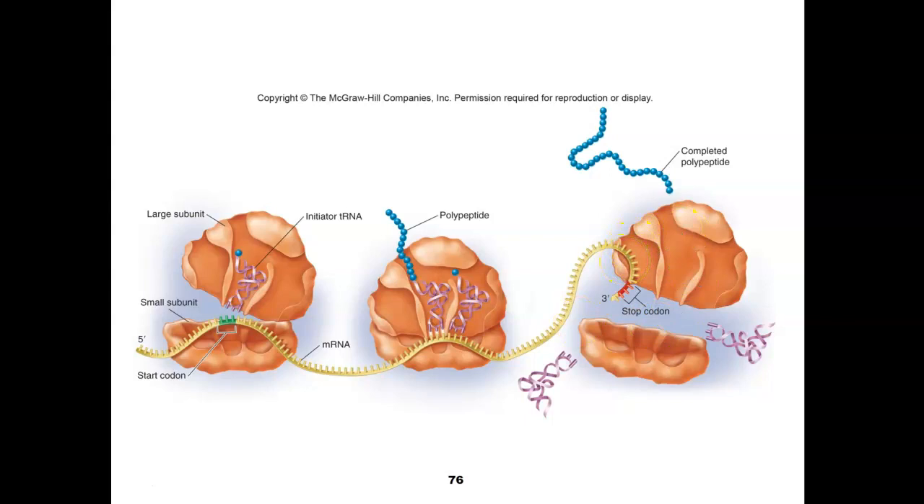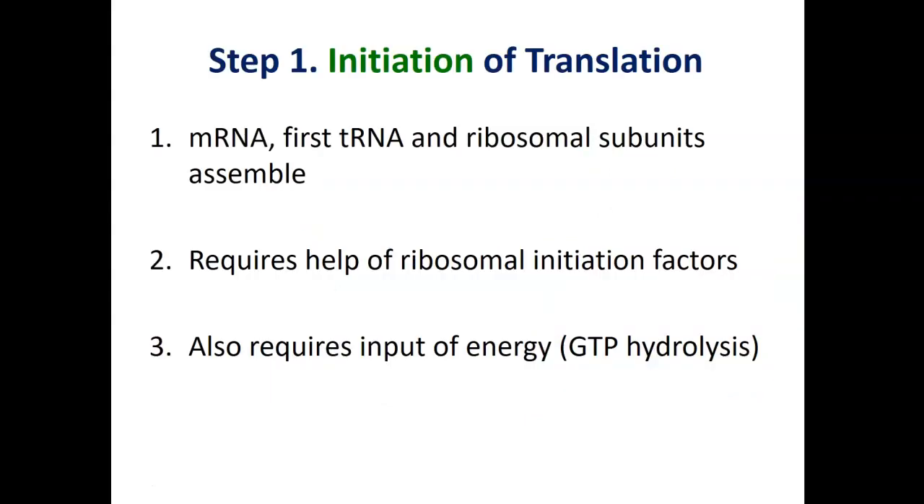So I'm going to walk you through those steps in a little bit more detail. With regards to initiation, we have three key things that are going to happen. First of all, the mRNA, that first tRNA that's bound to the methionine, and the ribosomal subunits need to assemble. This is going to require the assistance of some initiation factors, and this also takes energy. The energy in this particular case is going to come from GTP.